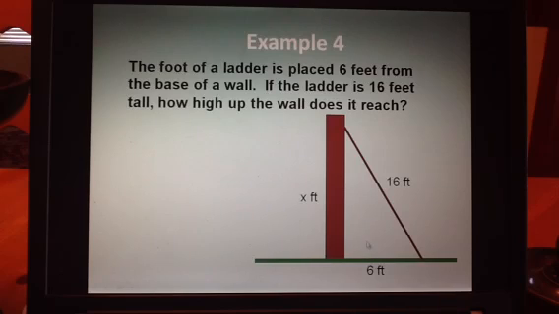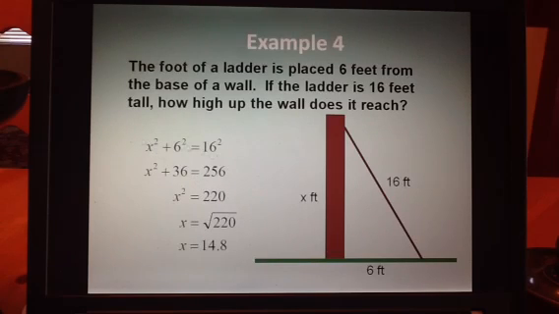Here's your right triangle, because the wall and the ground are going to form a right angle. So 16 is your hypotenuse. It's just using the Pythagorean theorem, just giving it to you in the form of a word problem. So it's going to come out to approximately 14.8.